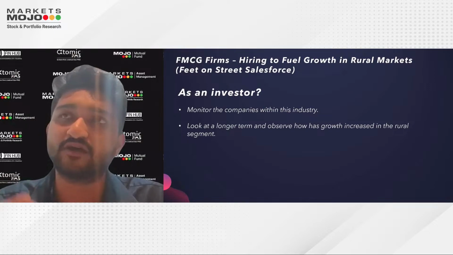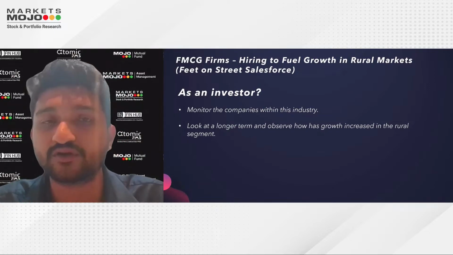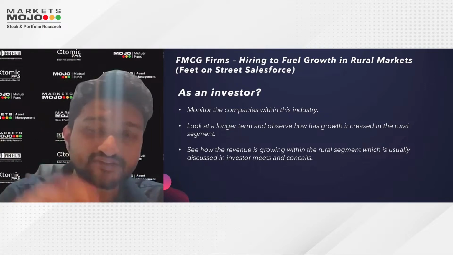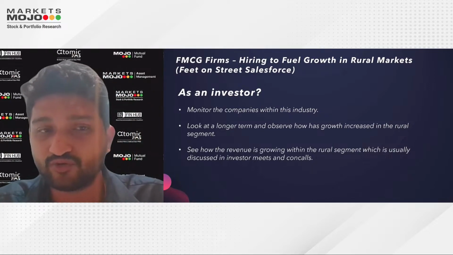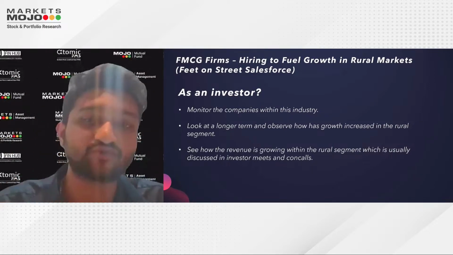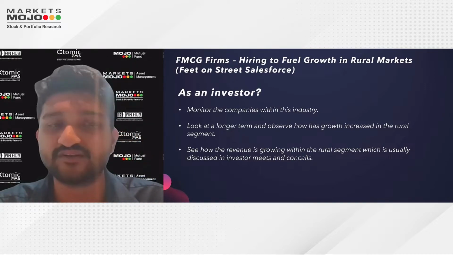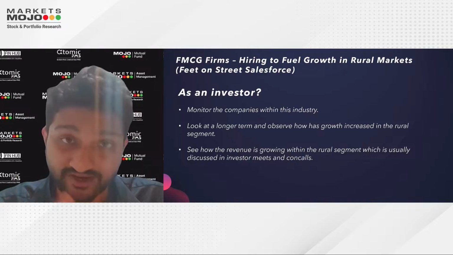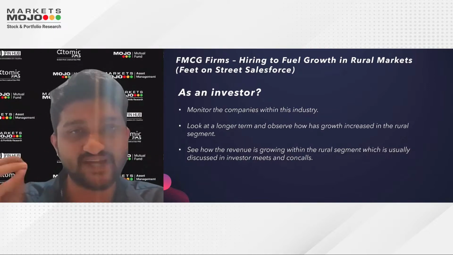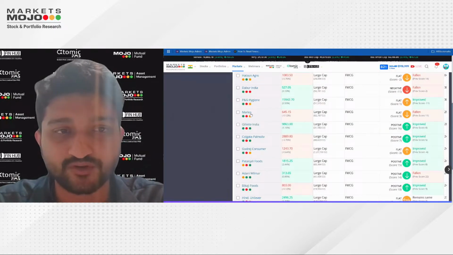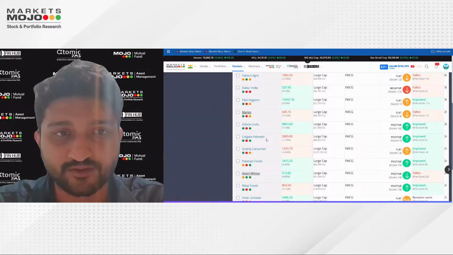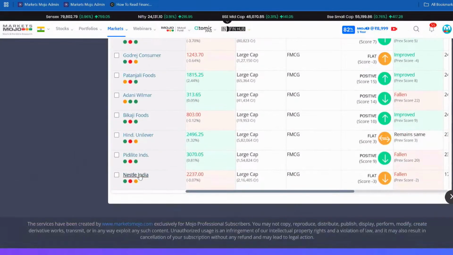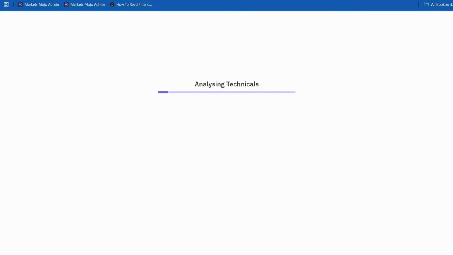If you believe a company to have a good rural presence in the longer term, that's when you have to actually enter these companies. Okay, since you're talking about the rural segment, it's also important for you to see how the revenue is growing within this rural space, which is usually discussed in investor meets and con calls. Okay, so it's not talking about just the revenue increasing. What you'll have to do is go back for these companies over here. Let's say Marico, or let's say Dabur India, Britannia Industries, Nestle India. So let's look at Nestle India over here, for example, or even HUL.